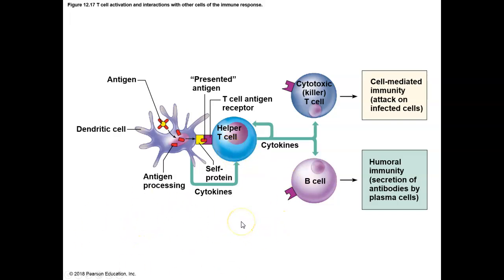So helper T cells are like the generals in an army, if you want to think of it that way. They're the ones telling everybody else what they have to do, and without that general, the army would just fall apart. So think of it that way.